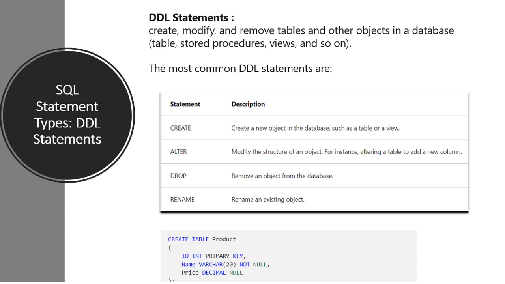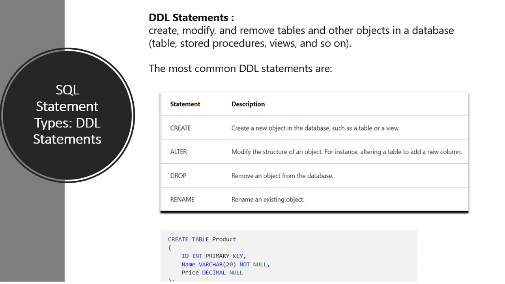For example, create is used to create a new object, such as a new table. Create is also used to create a view or stored procedure, which also comes under DDL. Alter is used to add a new column or modify the data type of a column. Drop is used to remove any type of object. It can be a table, a procedure, anything. Rename is used to rename an existing object, such as a procedure name or table name.